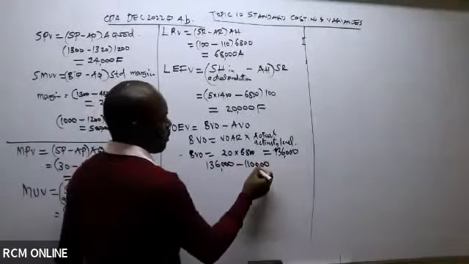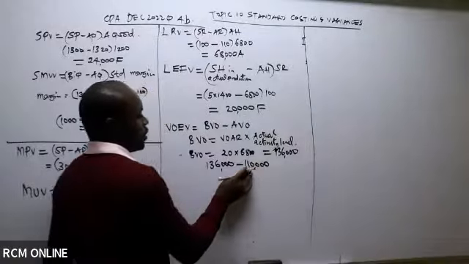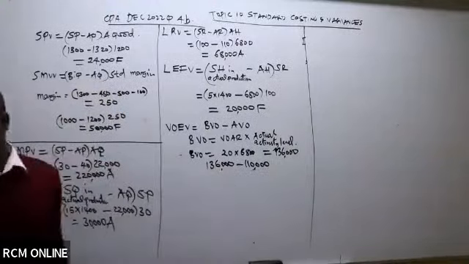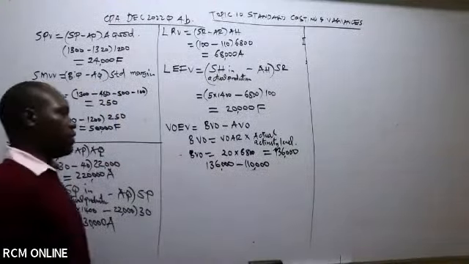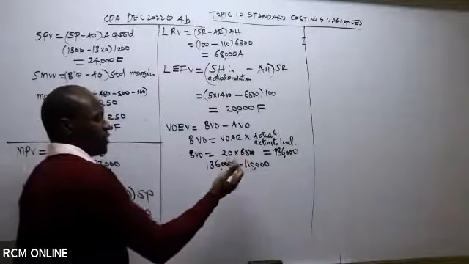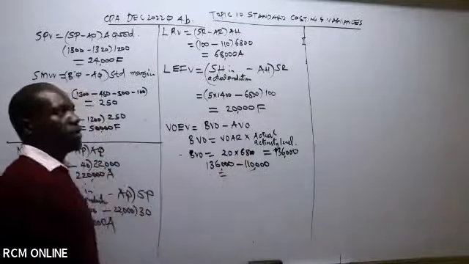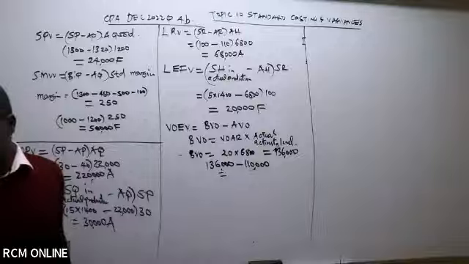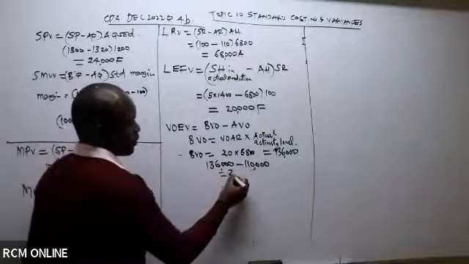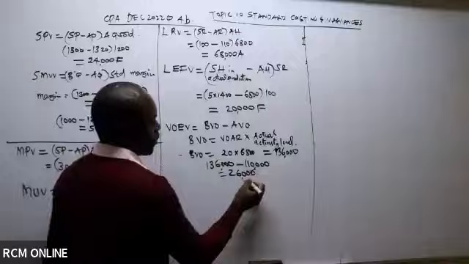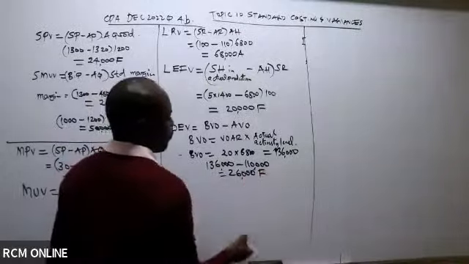Is this something to be happy about? Yes, they should celebrate over that. So what's the difference? Is it 26,000? Yes. And they should be happy about it because they have saved 26,000.